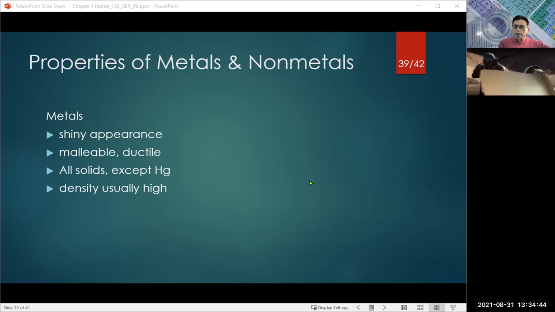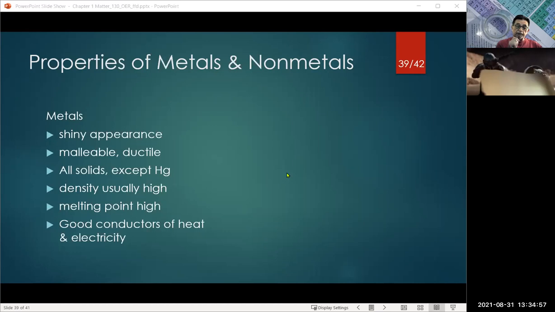Density, remember that ratio, mass over volume, is generally very high. And melting temperature, that temperature at which it melts, again is very high to get that thing to melt. They're very good conductors of heat and electricity, all right? Good conductors of heat and electricity.